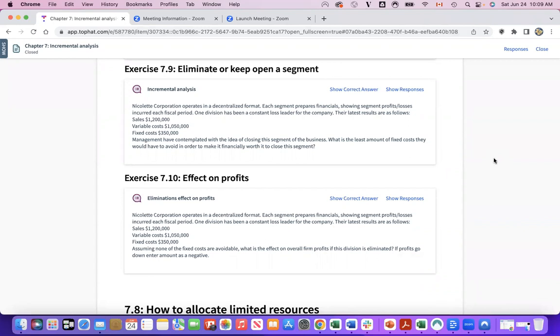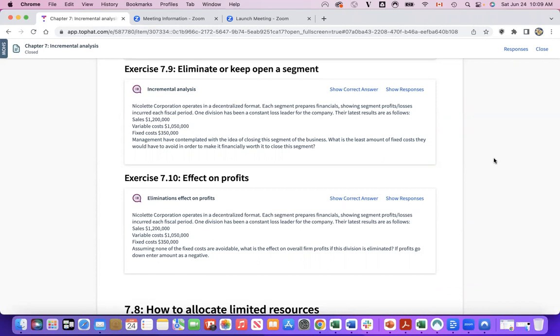One division has been a constant loss leader for the company. Their latest results are as follows. So they had sales of 1.2 million, variable costs of $1,050,000, and fixed costs of $350,000. Management have contemplated the idea of closing this segment of the business.